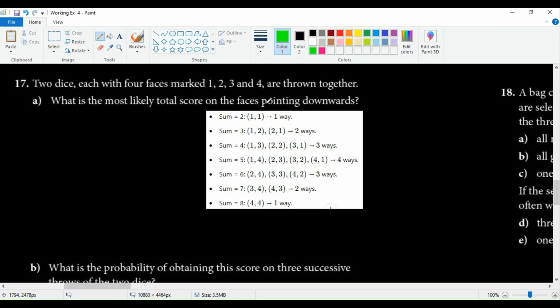So for 6, 2, 4, 3, 3, and 4, 2, three ways. Getting a sum of 7 is 3, 4, and 4, 3, two ways only. And getting a sum of 8 is 4 and 4, one way only.